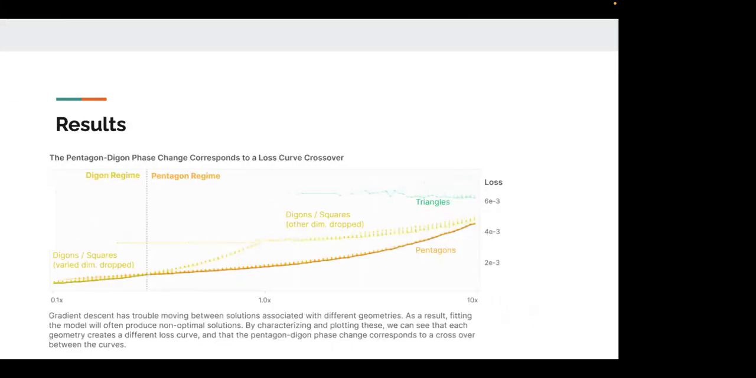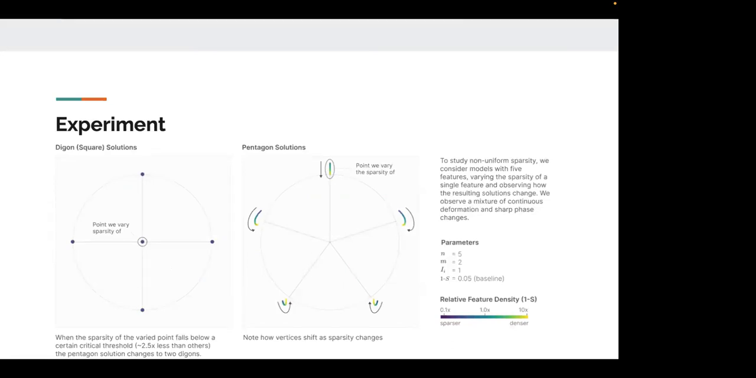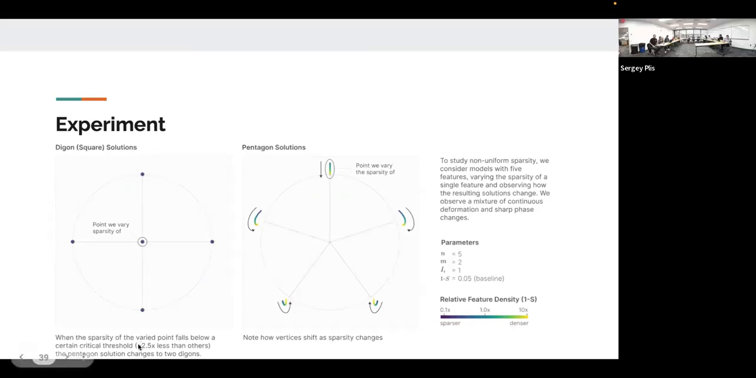So what is the middle point? You said 4 features. What is the middle point? So we have 5 features, and they're saying 5 features. Okay, yeah, sorry. So we represent all 5 in a pentagon, unless this middle feature gets a sparsity lower than 2.5 times less than the others, and then we can just represent everything as 2 digons. So this shape.